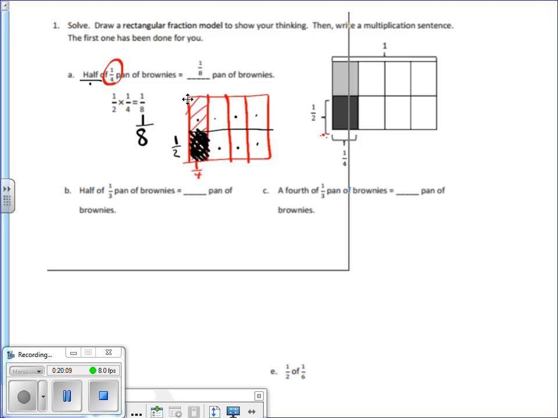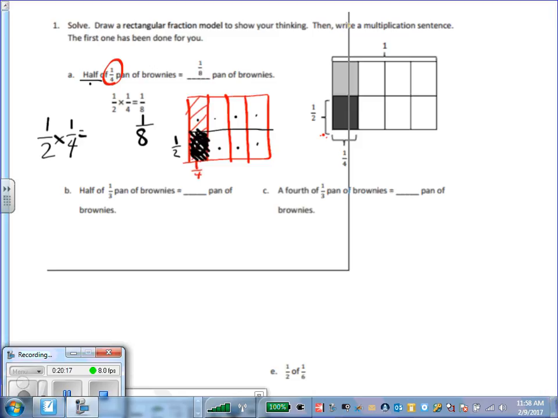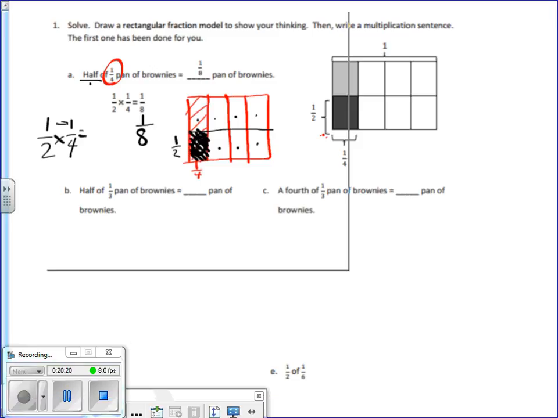Now if you do it the math way, 1/2 of 1/4, you just multiply straight across. 1 times 1 is 1, 2 times 4 is 8. So they did the rectangular model to show it, and then the math is just multiply straight across.